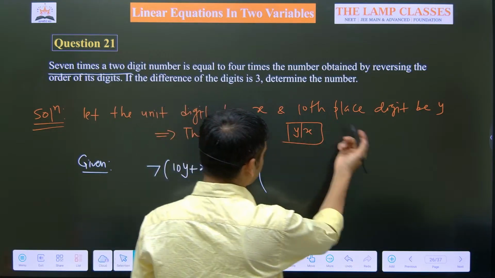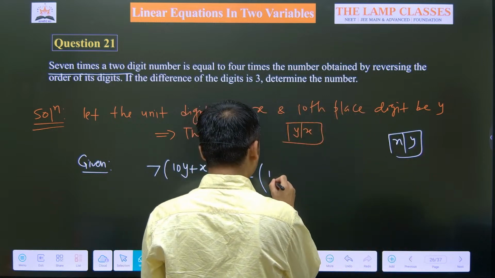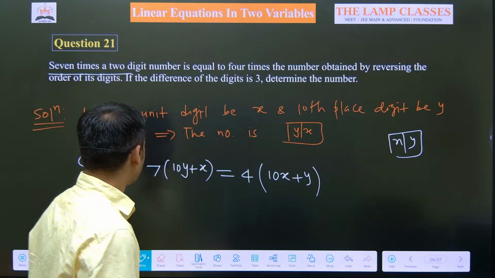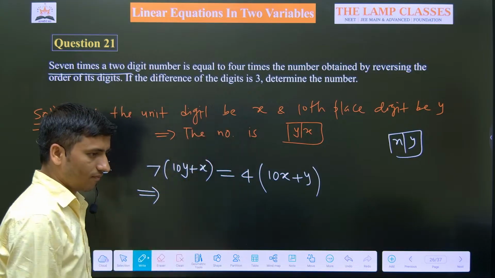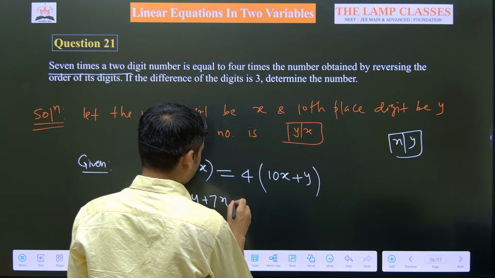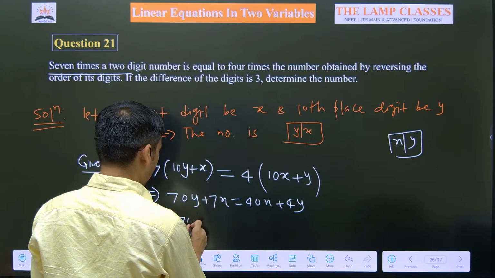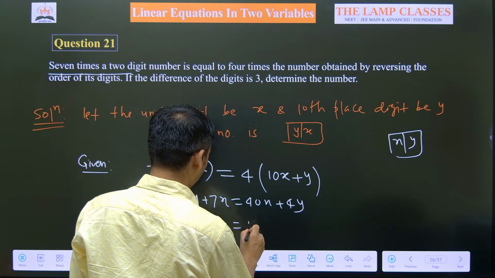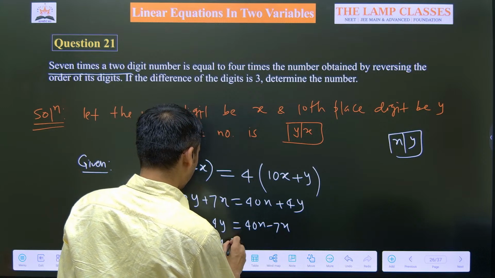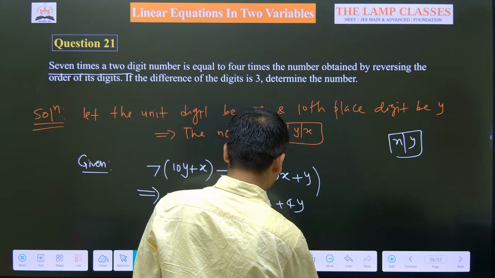If I reverse the digits, the number becomes x and y. To write this number in the normal form, this time x has to be multiplied by 10 and then plus y, because now the unit digit is y. Let's simplify this and then we will frame another equation. So 70y plus 7x is equal to 40x plus 4y. 70y minus 4y is equal to 40x minus 7x. 66y is equal to 33x. We can cancel, so we have x is equal to 2y.